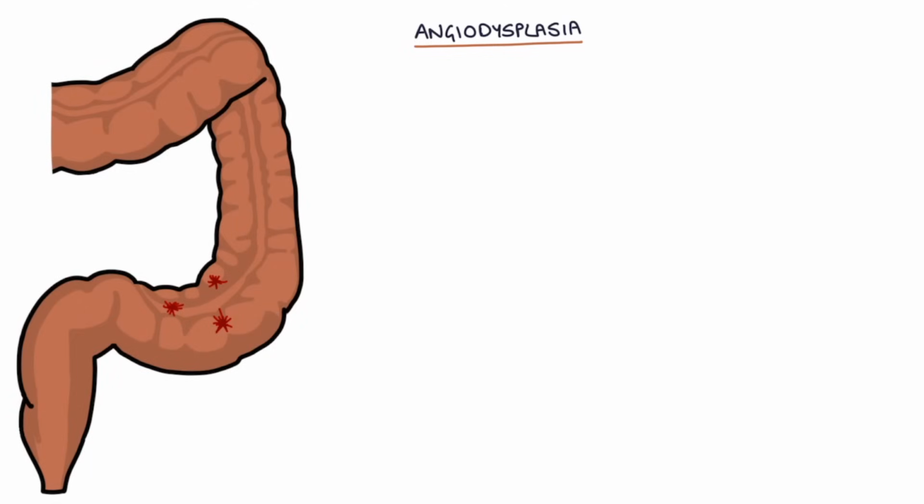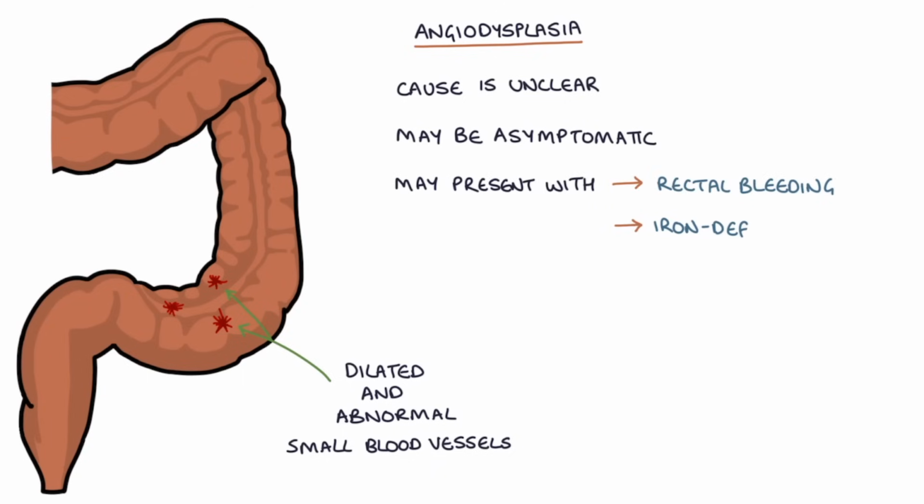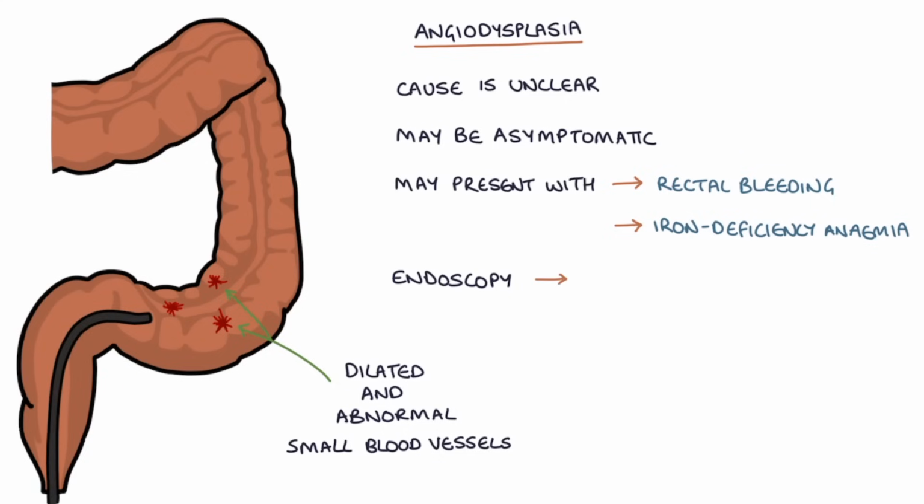Next, let's talk about angiodysplasia. Angiodysplasia is a condition where there are patches of dilated and abnormal small blood vessels in the bowel wall. The cause of angiodysplasia is unclear. Patients who have angiodysplasia may be asymptomatic. They may present with rectal bleeding or iron deficiency anemia due to the blood loss. It doesn't usually cause any other symptoms. Endoscopy is the investigation of choice for making a diagnosis of angiodysplasia. The abnormal vessels can be treated during the endoscopy.